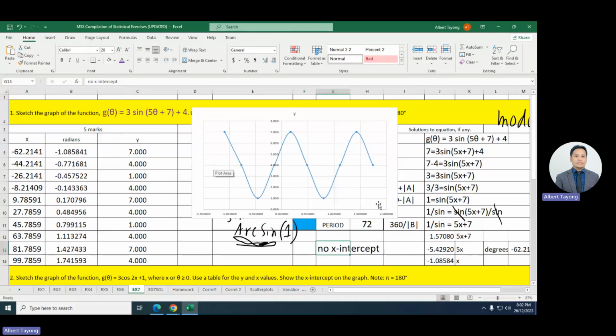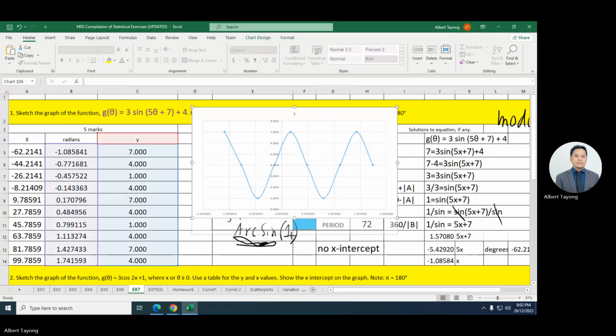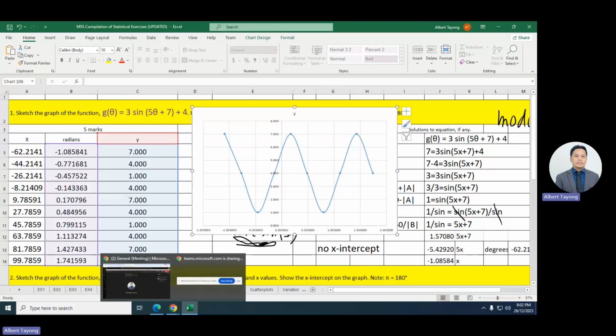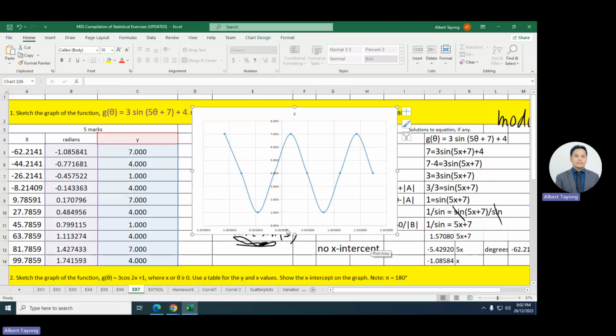Why no x-intercept again? Ahmad, why no x-intercept here? Because it doesn't touch the x line. This is the x line. Okay, so can we proceed to number 2?